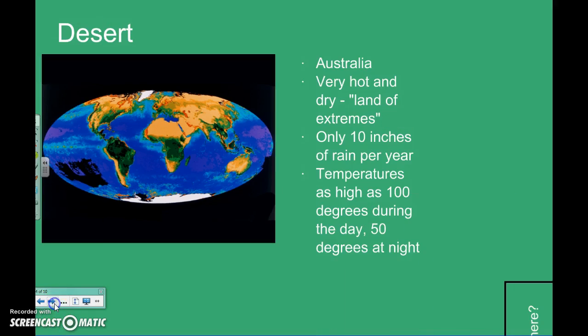The next one we have is the desert. We remember that the dingo and the fox live in the desert, although the foxes live in many different other habitats. So the desert could be in Australia, which is right around here. And in Australia, it's very hot and dry. It's called the land of extremes.